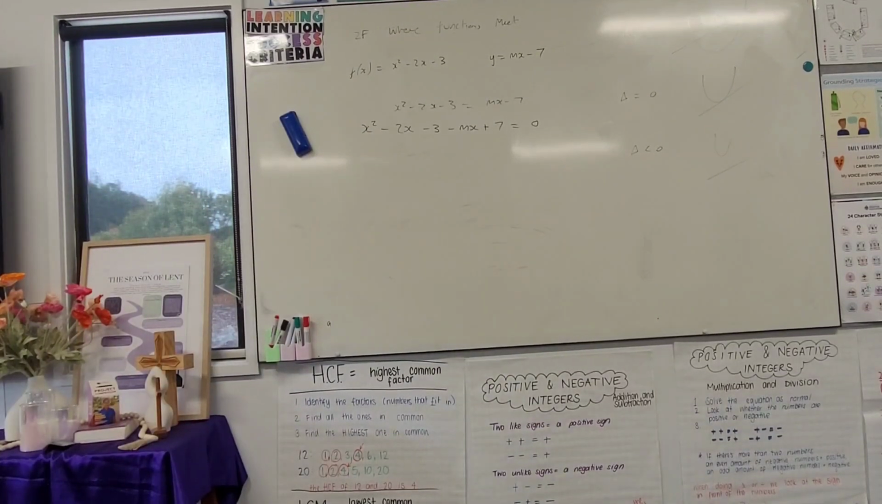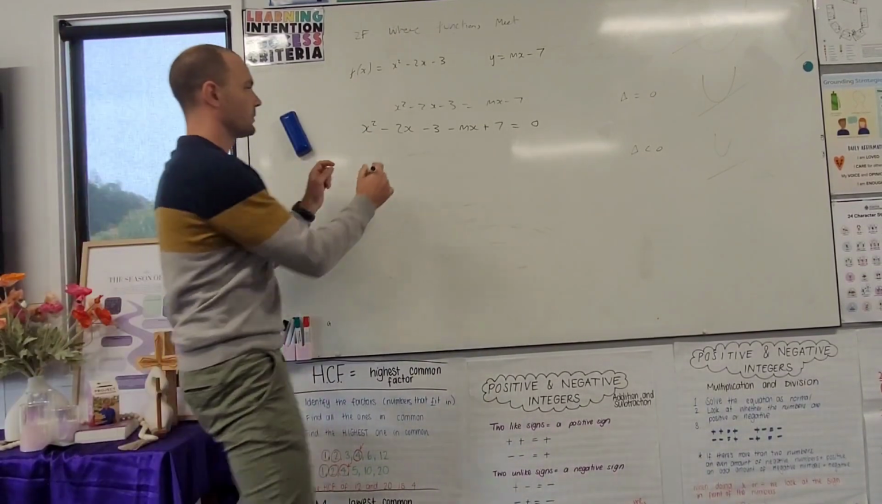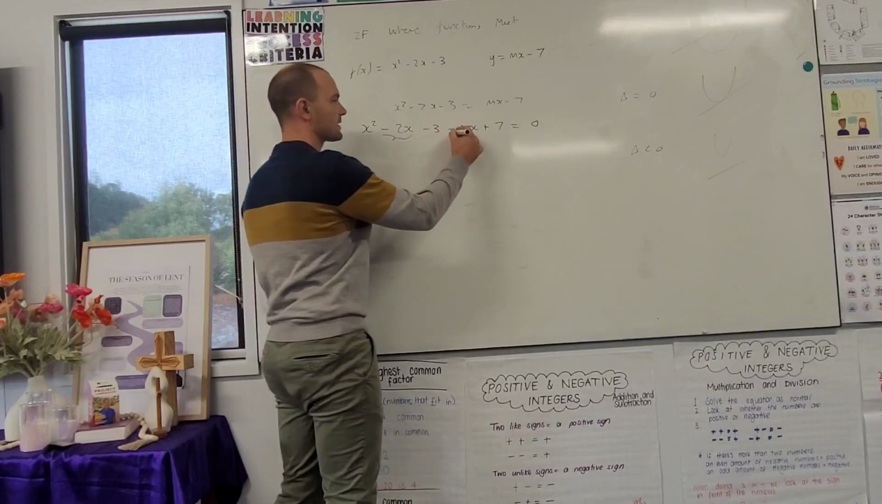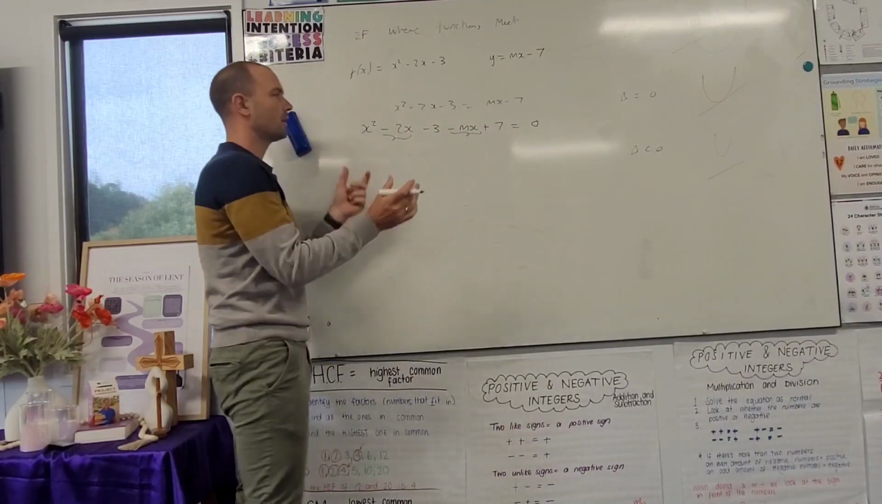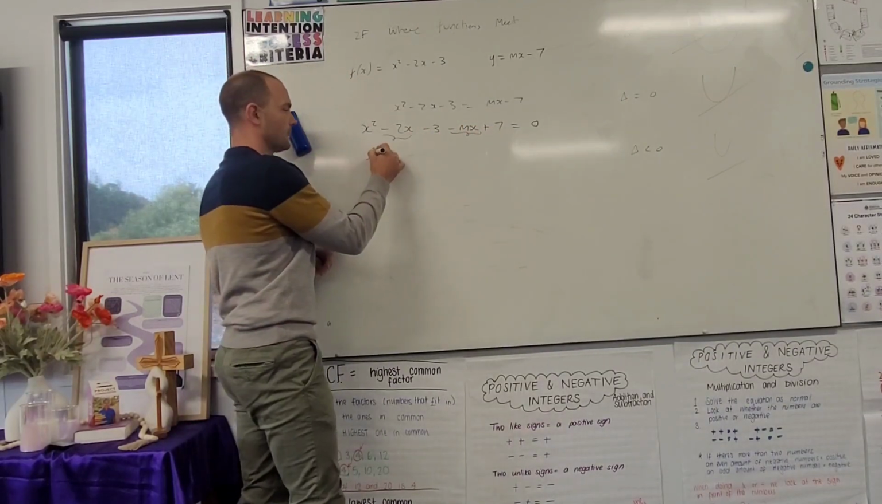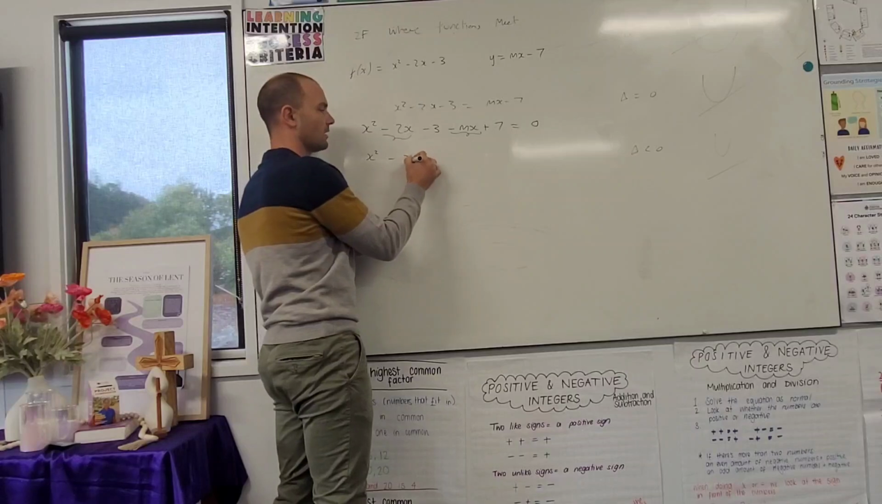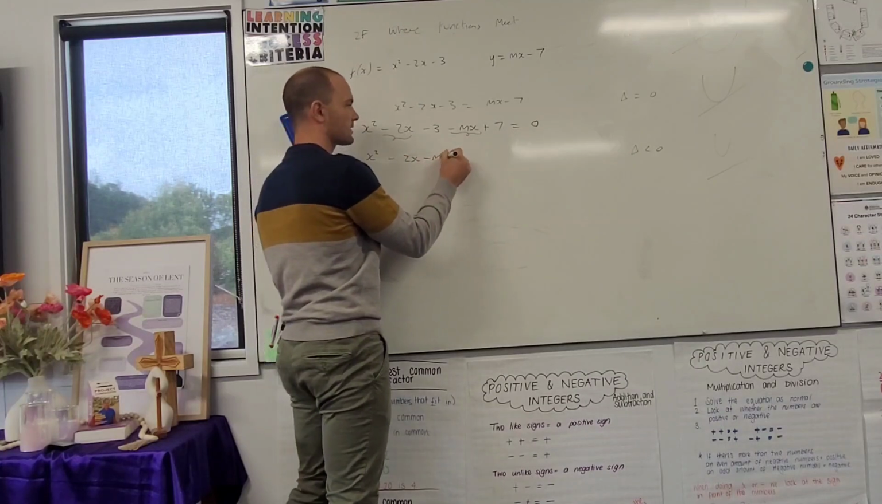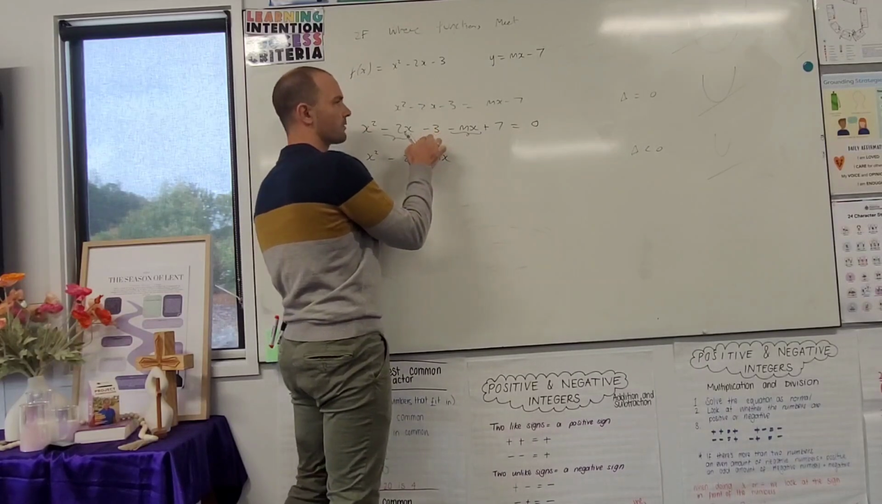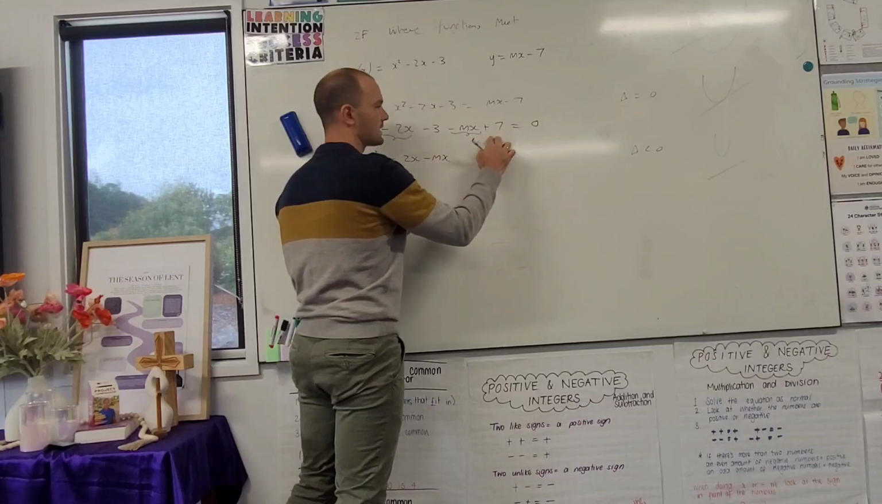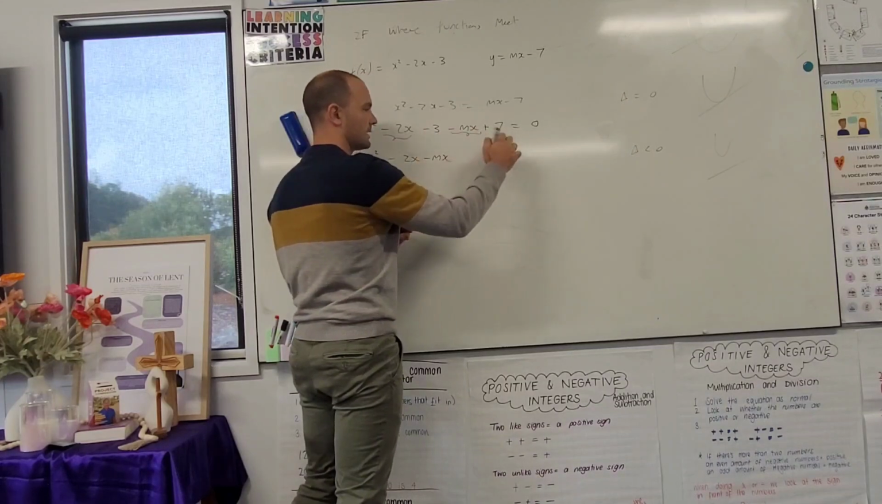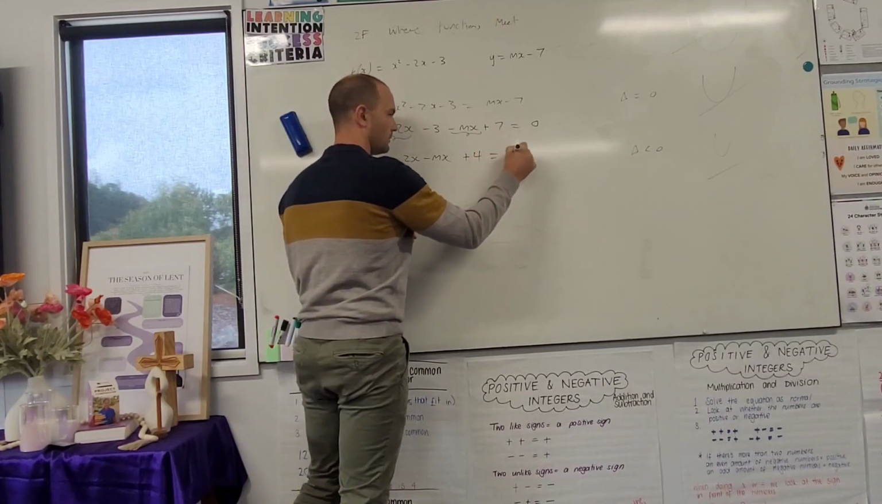Now, I'm going to write the two x terms next to each other because we have minus 2x and take mx. So I'm going to put those next to each other. So what we have is x squared take 2x take mx. And then we have minus 3 and plus 7. If I have minus 3 plus 7, positive 4.